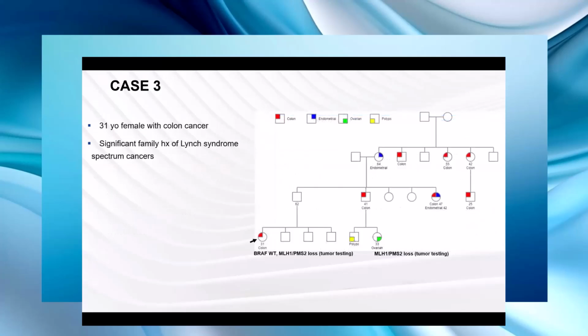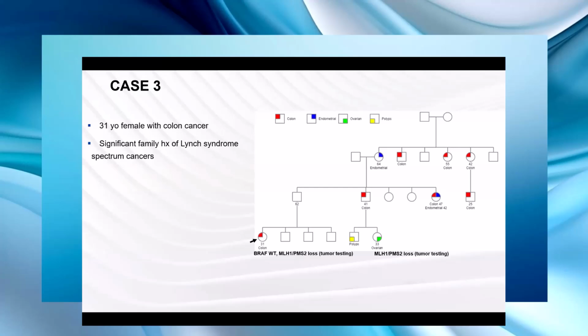Case 3 involves a 31-year-old female patient with colon cancer. As you can see from the family history, she's from a family with multi-generation individuals diagnosed with colon cancer, endometrial cancer, and ovarian cancer at relatively young ages. So this is a highly suspected genetic etiology of a cancer syndrome in this family.